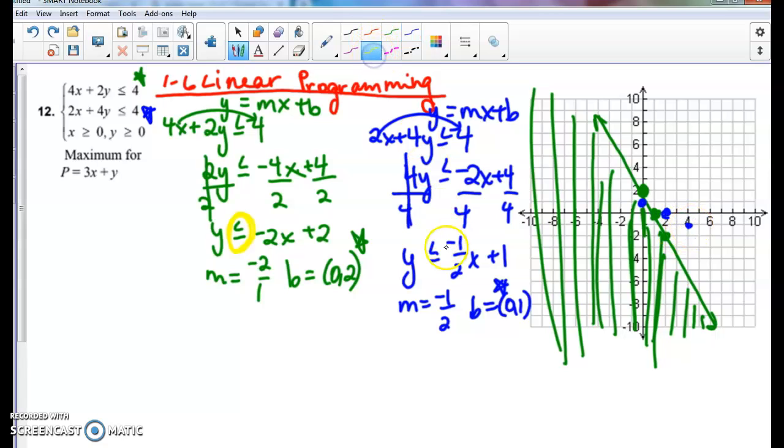Remember, we come back here and look at our inequality symbol. Where it's less than or equal to, we want a solid line. I'll try that one more time. Solid line. And once again, because it's less than, we want everywhere below it. So I'm going to shade everywhere down.